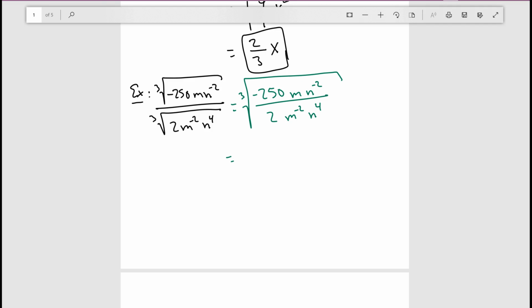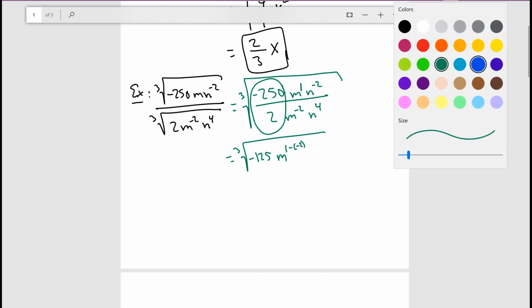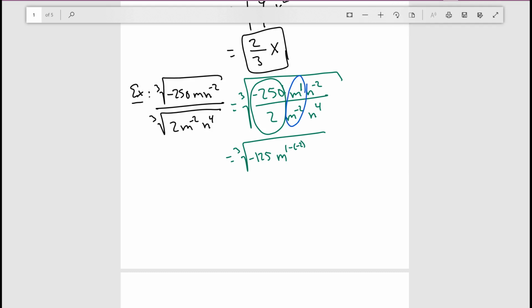So the first thing, let's divide out 250 divided by 2. That's going to give me negative 125. That came from dividing these things together. Then let's do the m's. This is m to the first power, so it's going to be 1 minus a negative 2. This part corresponds with this part. And then the other part is going to be the n's. It's going to be n to the negative 2 minus 4, because remember, we are subtracting them.